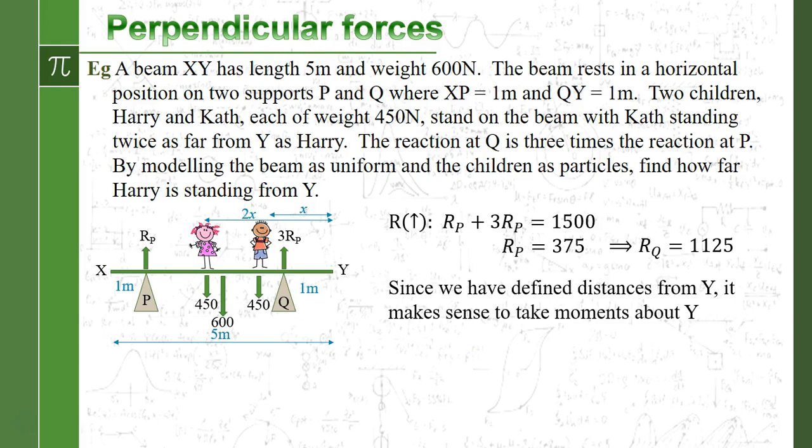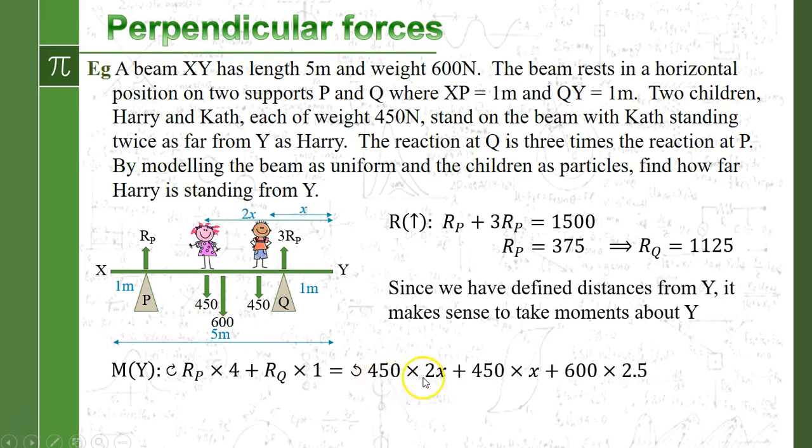Now, bearing in mind we've defined everything about Y, it makes sense to take moments about the point Y. We could have chosen points about X, Q, P, but let's deal with Y here. So what have we got? Let's go clockwise to begin with. So clockwise we've got RP times 4 plus RQ times 1, and then going anti-clockwise, that's going to be the weight of the children and the weight of the beam.